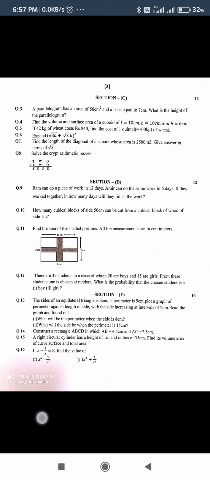Okay, so this is the explanation of your question paper. I hope this is clear.